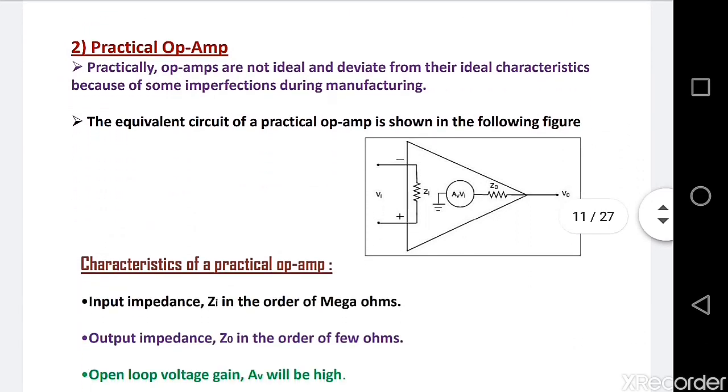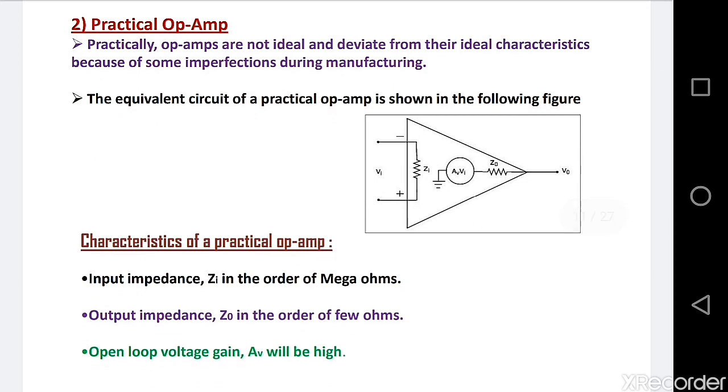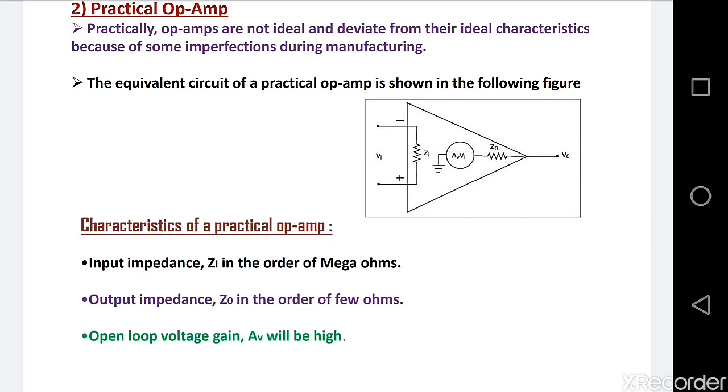Next, practical op-amp. Practically, op-amps are not ideal and deviate from their ideal characteristics because of some imperfections during manufacturing. They are not perfect.